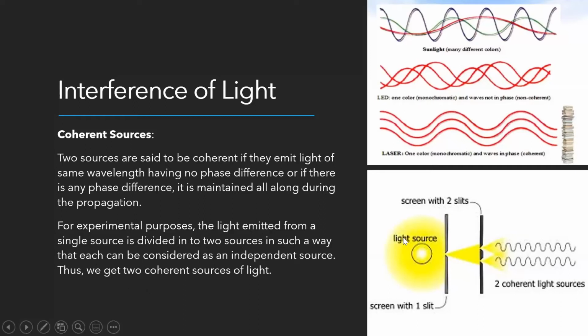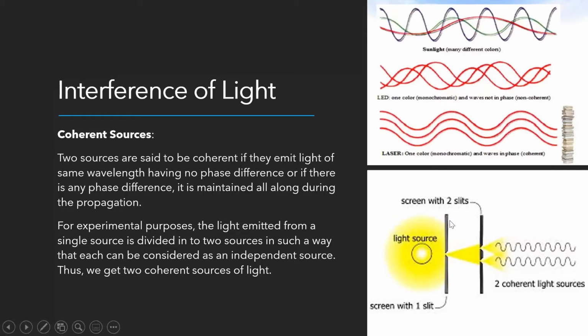Here you can see a light source, a yellow colored light source. Now here you have a screen with one slit. What is meant by a slit? A slit is a narrow aperture or a narrow hole where the width of the hole is very small compared to the length. So that is a slit.